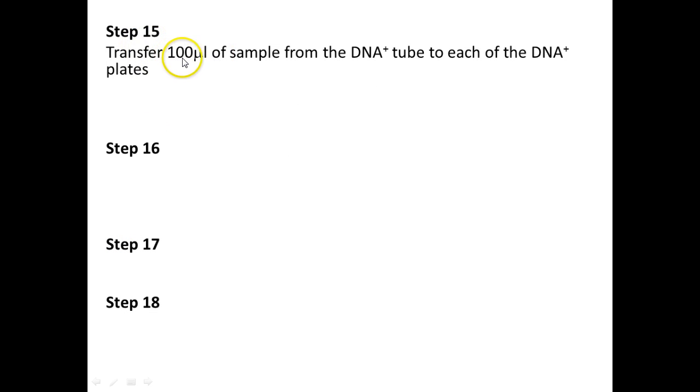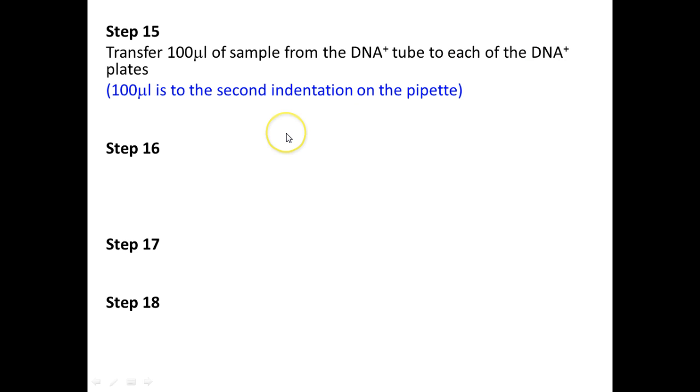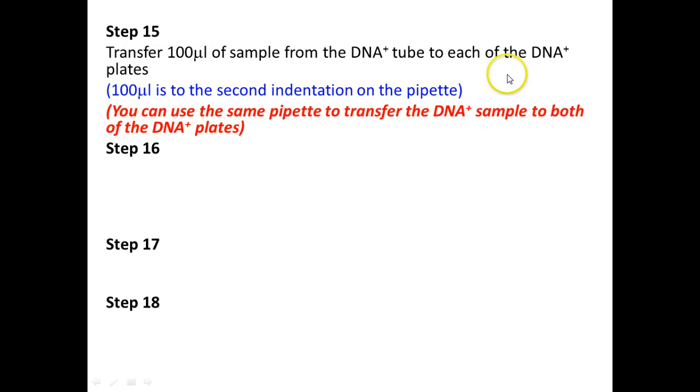So as I said, we're going to transfer 100 microliters of our sample from our DNA positive tube onto our DNA positive plates. And we actually have 2 plates. And again, it's that second indentation on your pipettes. Make sure that you're clear, that you understand where these markings are, and ask for help if you need it. Again, we can use the same pipette, okay? Because you're just taking from the sample and putting it onto 2 plates, right? So you don't need a new pipette for each plate.